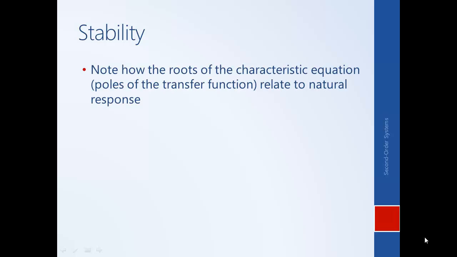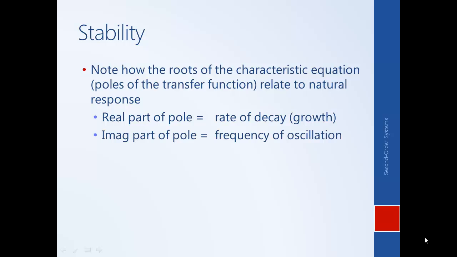In the previous two slides, we were reminded how the poles of a transfer function relate to the natural response of a dynamic system. In the case that we don't have a transfer function model, but rather we have a differential equation model, the roots of the characteristic equation tell us the same thing. Specifically, the real part of the pole tells us the rate of decay if the real part is negative, or growth if the real part is positive, and the imaginary part of the pole tells us the frequency of oscillation.